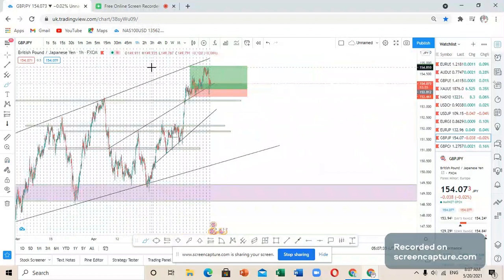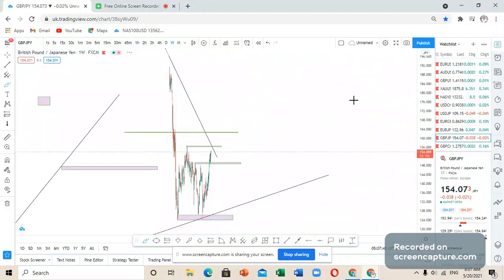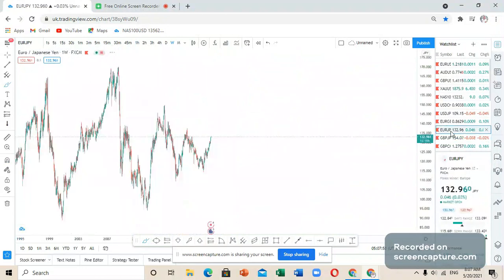So for GBPJPY, I'm still observing how the markets are playing out, looking for opportunities to capitalize on the small market moves, and also planning for the big opportunities that are ahead. Okay, so let us move to the EURJPY.